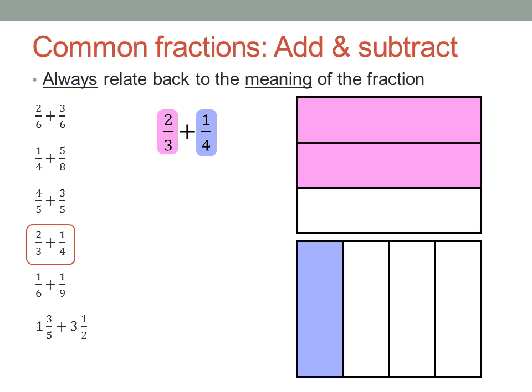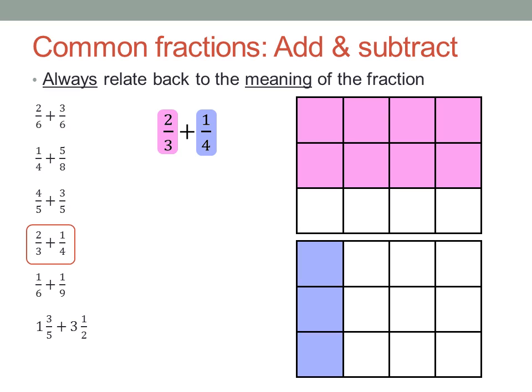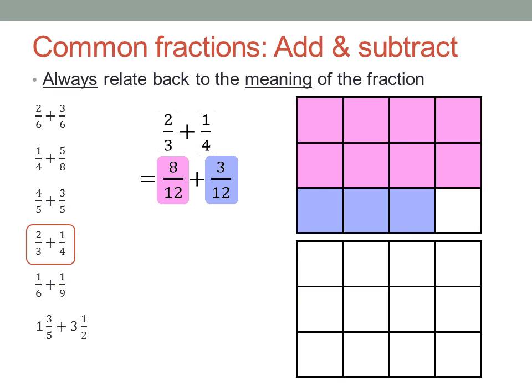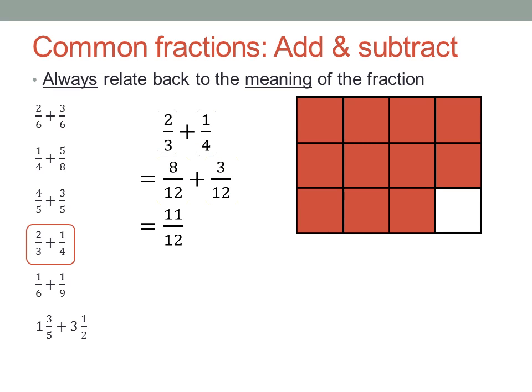Actually, there's another way to draw this. Like when you multiply by drawing an array, here we could draw 3 rows and 4 columns. How many squares have we got in the grid? 12. So we have 2/3, that's 8/12, and 1/4, which is 3/12. Put them together and we have 11/12.